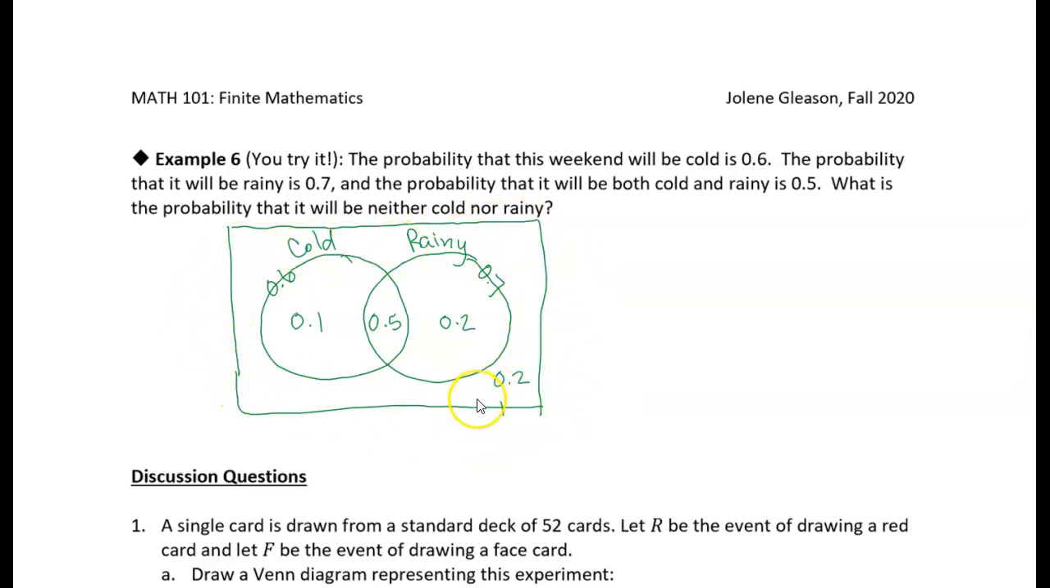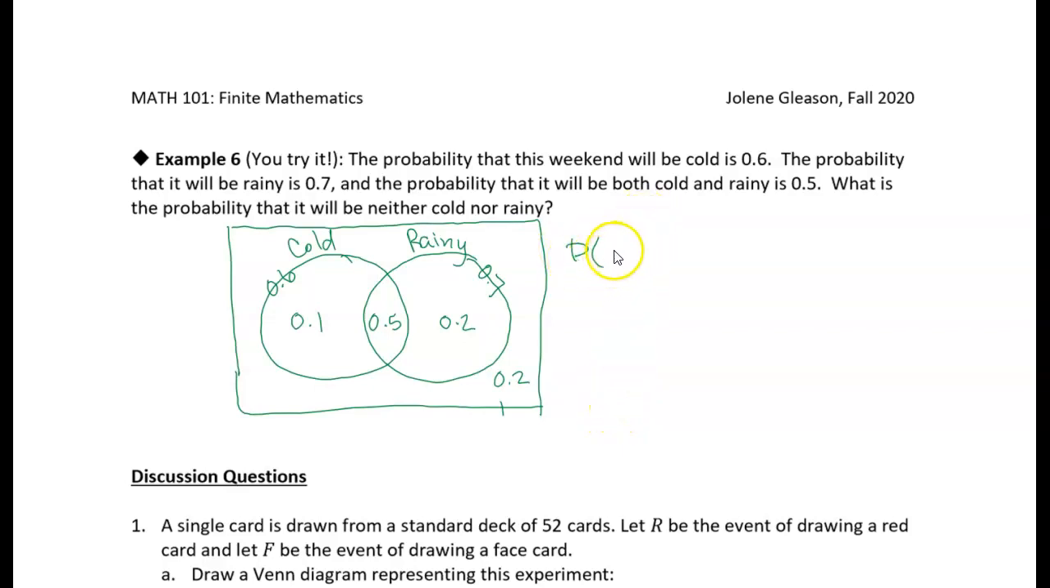The probabilities of all the events in the sample space have to add up to 100%, or 1, right? So if the probability that it's either cold or rainy, right, either or both, is 80%, then the probability that it's neither cold nor rainy is 20%, or 0.2. All right, so let's write that down.